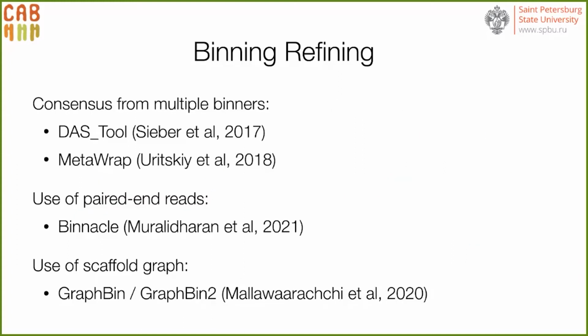Existing bin refinement approaches can be divided into three groups: consensus-based approaches, such as MetaRep and DASTool, that combine results from multiple binners; Binnacle, that utilizes paired-end information; and GraphBin2, which utilizes a scaffold graph to propagate binning from long contigs to short contigs.